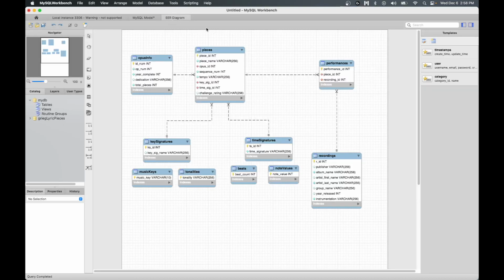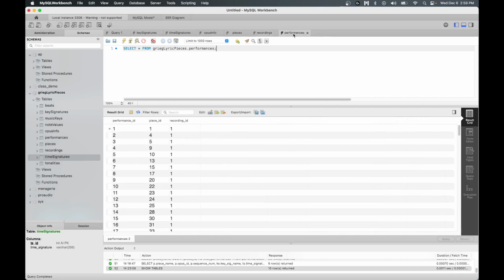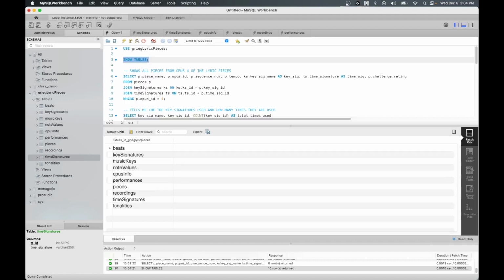I selected 20 recordings that were either entirely Grieg's lyric pieces or had at least one lyric piece on the album to populate the recordings table. Finally, in the performances table, each track of an album is one row of the table, tying together a lyric piece and the album it was performed on. These are the 20 recordings that I chose, and the performances table just holds the reference keys for the piece and the recording. Here are some insights from the database.